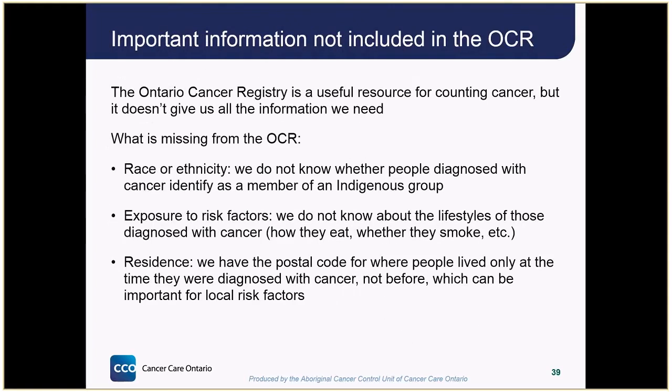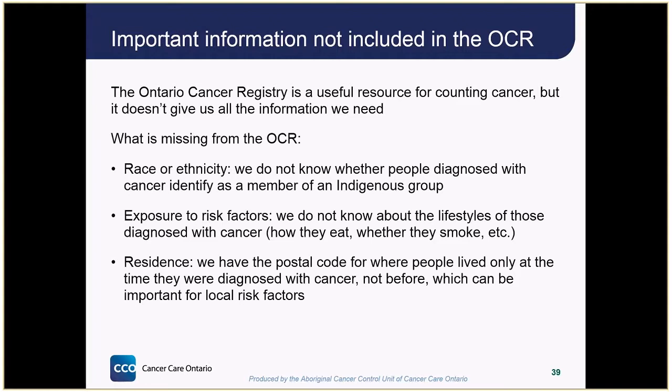The OCR provides us with a lot of useful information about cancer, but it doesn't give us all the information we need, especially those of us who study Indigenous health. One of the biggest missing pieces is the lack of race or ethnicity data. We don't know whether someone diagnosed with cancer who shows up in the OCR identifies as a member of an Indigenous group. We are also missing information about people's exposure to risk factors. The OCR doesn't include information about how people lived, so what they ate, whether they smoked, before getting cancer.